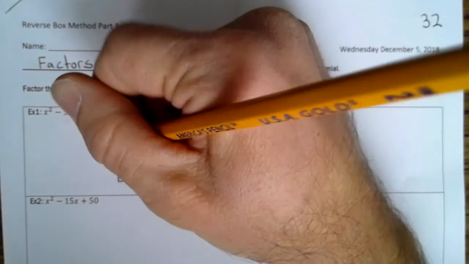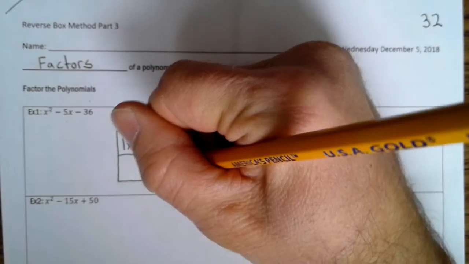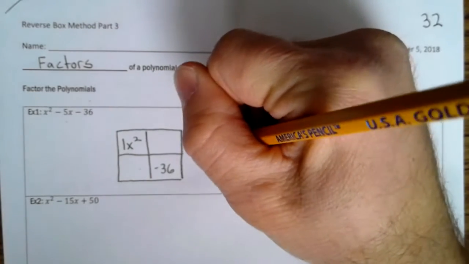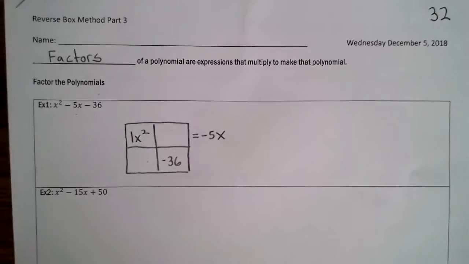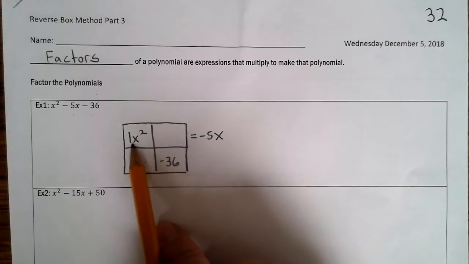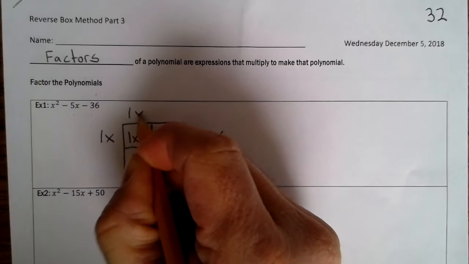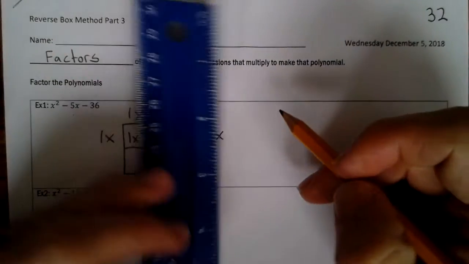So first term is 1x squared. Last term is negative 36. And you want these two to make the middle term of negative 5x. All right. So now you ask yourself, well, what makes x squared? This is easy, 1x and 1x. Now you need to find all the combinations to make negative 36.